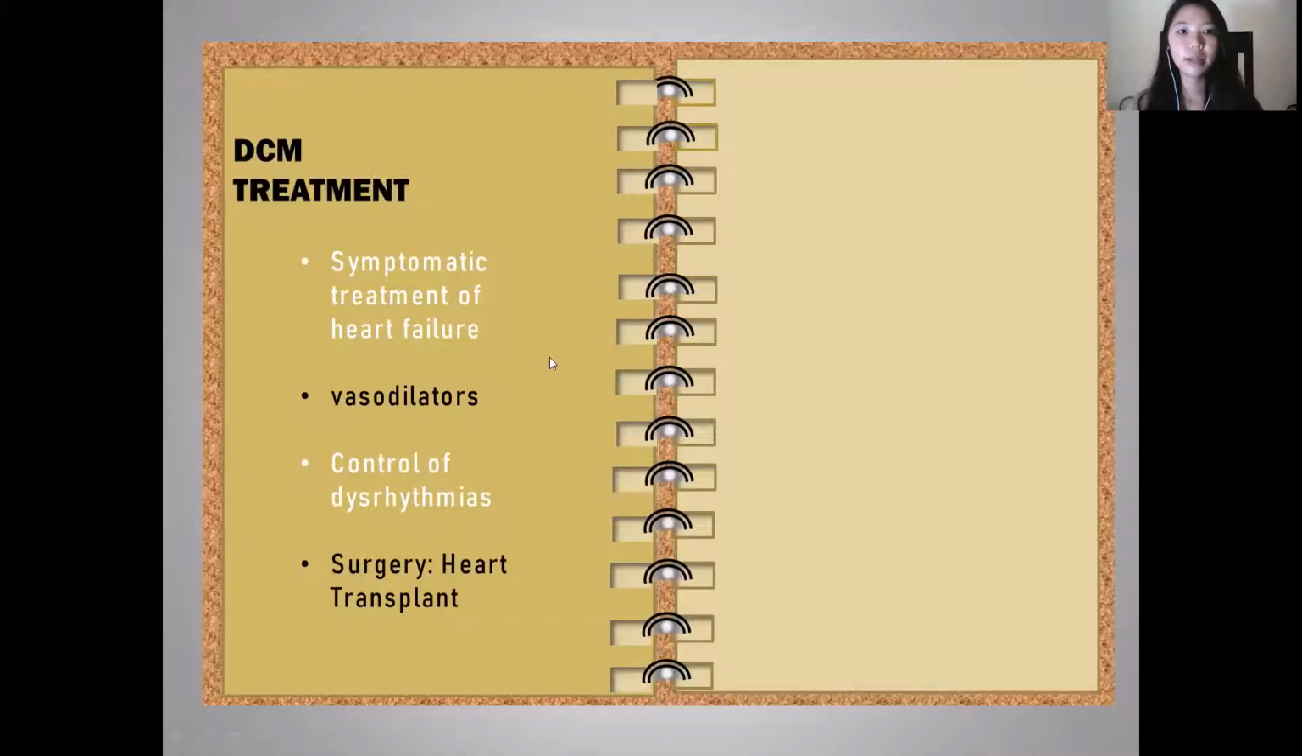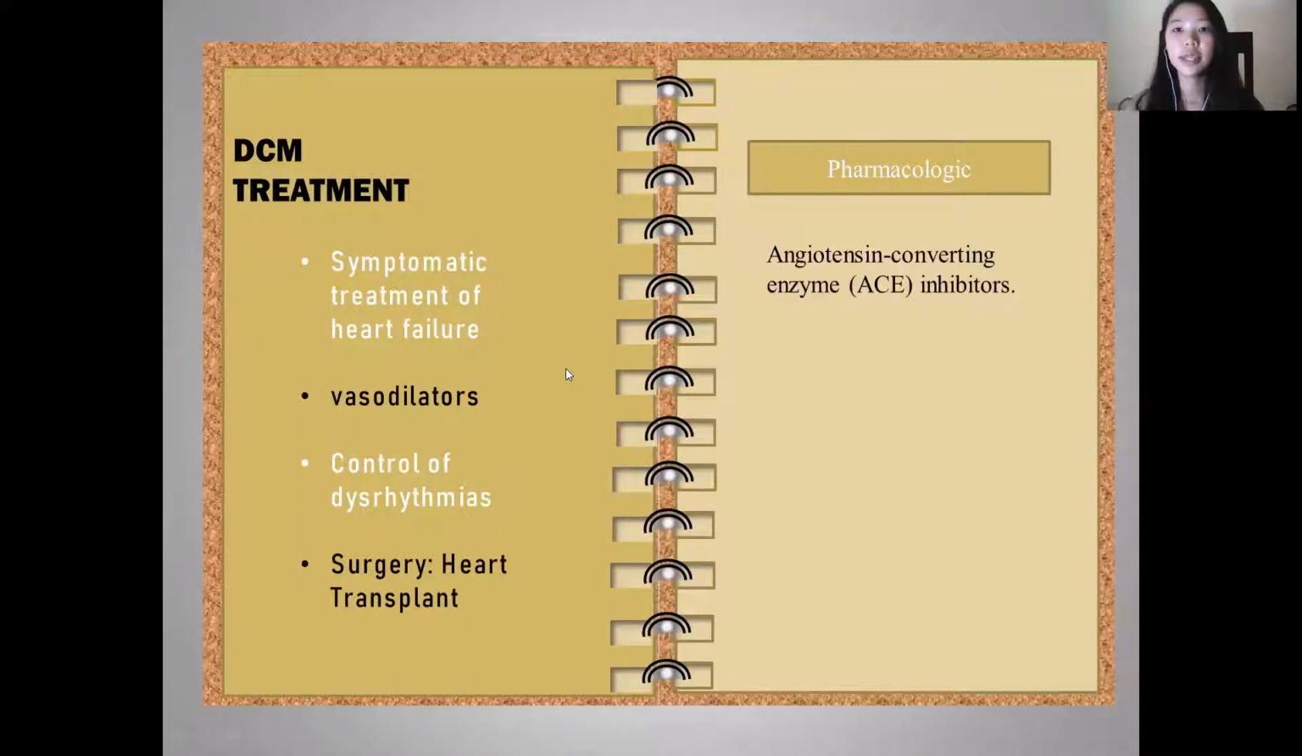DCM treatment includes symptomatic treatment of heart failure, vasodilators, control of dysrhythmias, surgery, heart transplant, and the pharmacologic agent angiotensin converting enzyme inhibitor. This widens and dilates the blood vessels, which reduces blood pressure, decreases the workload of the heart, and increases the blood flow.